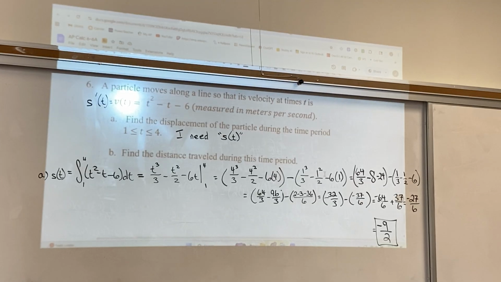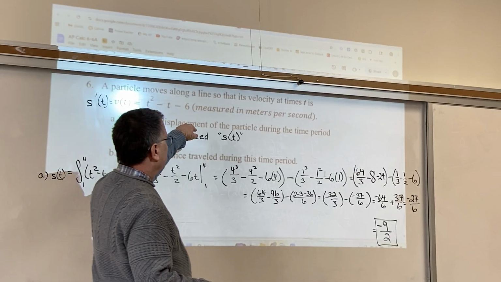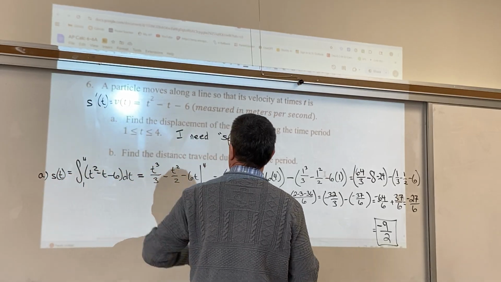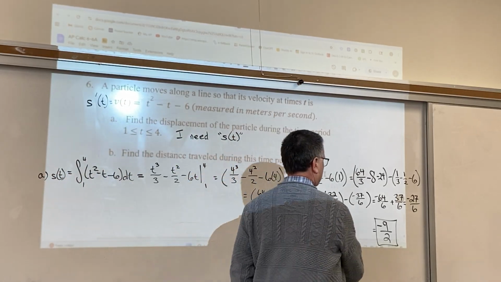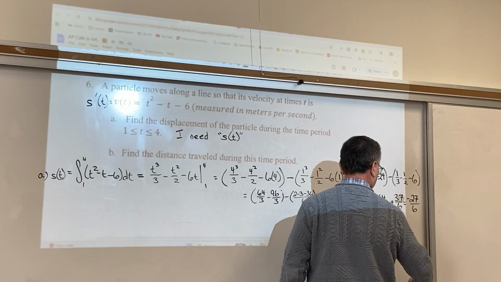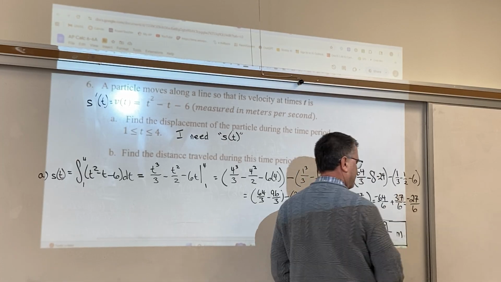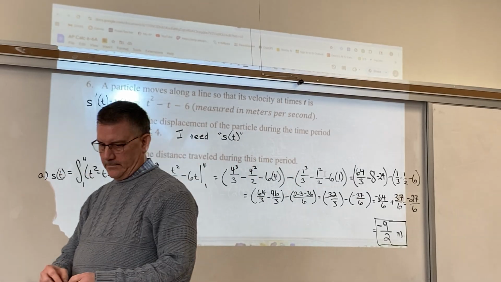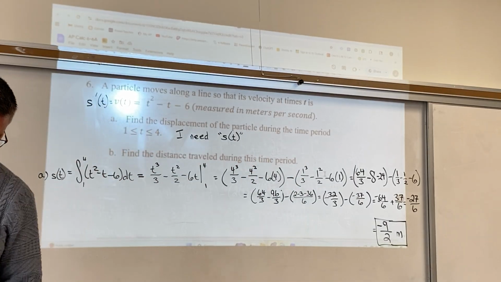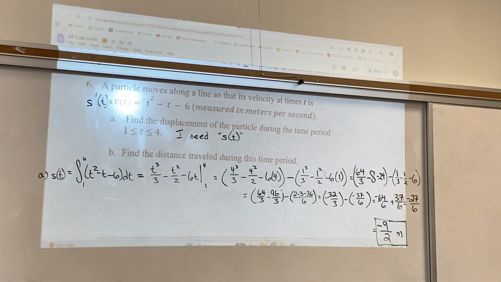Don't you need a unit at the end? Meters? Oh, yes, we did give the units of measure. So this is going to be distance in meters. And what was part B? Find the distance traveled during the time period.